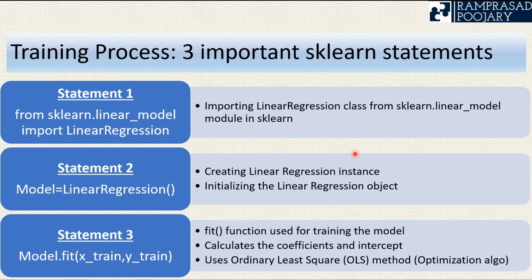Now in order to train a linear regression model, there are 3 important scikit-learn statements. The first statement is importing the LinearRegression class from the sklearn.linear_model module. As you know, sklearn is a machine learning library. It has a number of modules, and each module has a set of functions. linear_model is one of the modules under the sklearn library, and under it you have the LinearRegression class, and you can import this. That is the first thing.